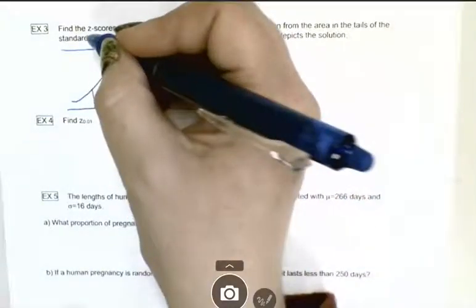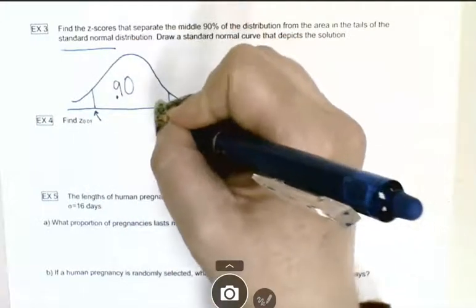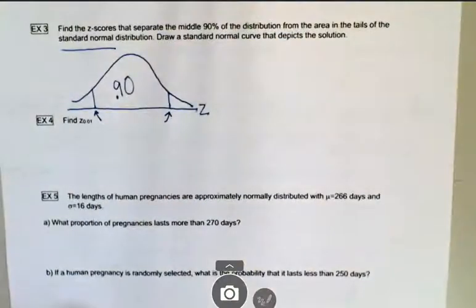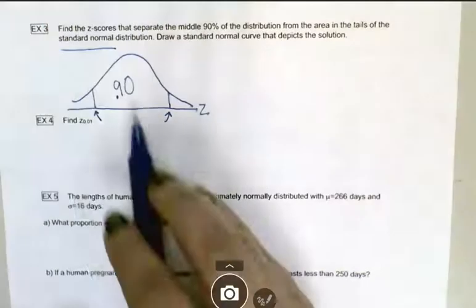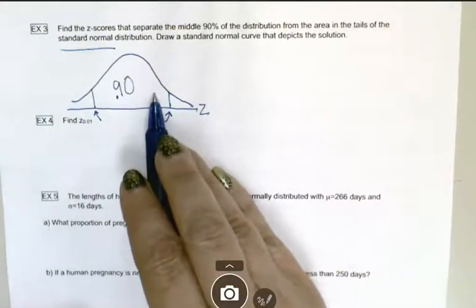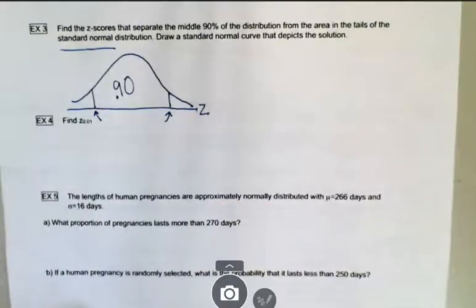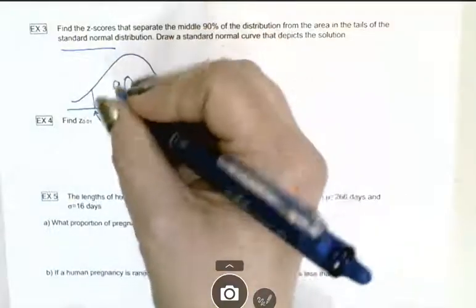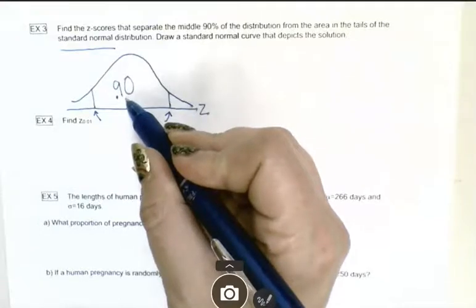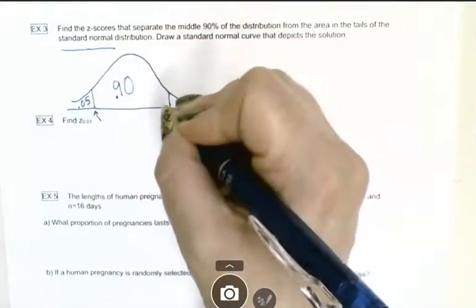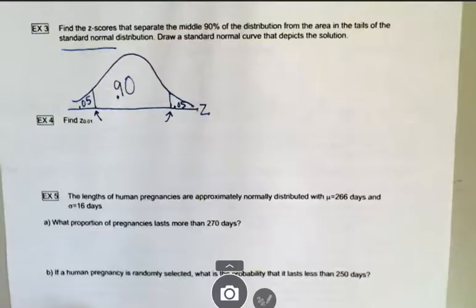It's saying find the z-scores. So meaning this and this are what I'm trying to find. The z-scores that separate the middle 90% from the area in the tails. Now, it would be super helpful to know the area in the tails if you were doing this using the table. If 90% is used, that means there's 10% left. Because it's symmetric, that would have to be divided evenly. So knowing that each of those is 0.05 would be important.